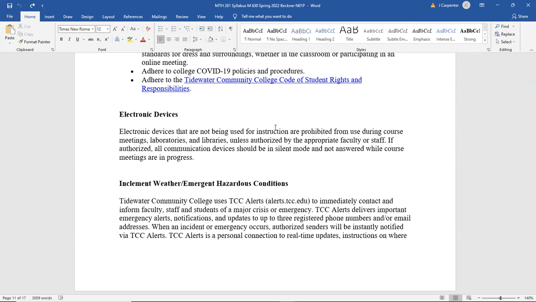Inclement weather. If we ever have to close shop because of snow or tornadoes or anything weird, you should keep getting messages from TCC. Sign up for TCC alerts if you haven't. I'll shoot emails once I know.